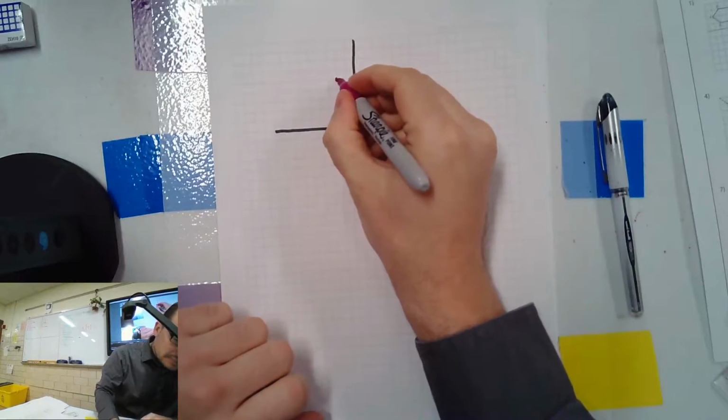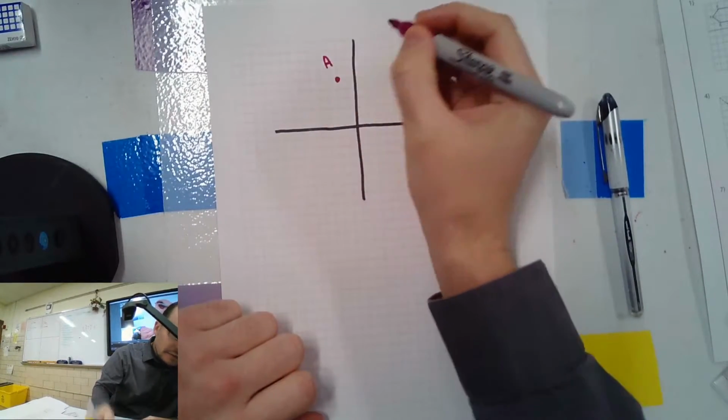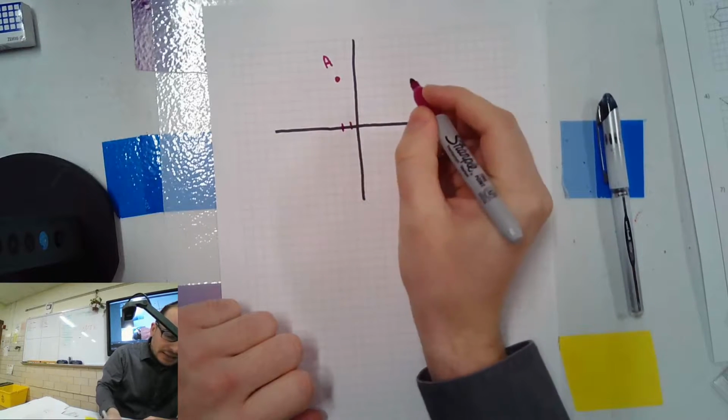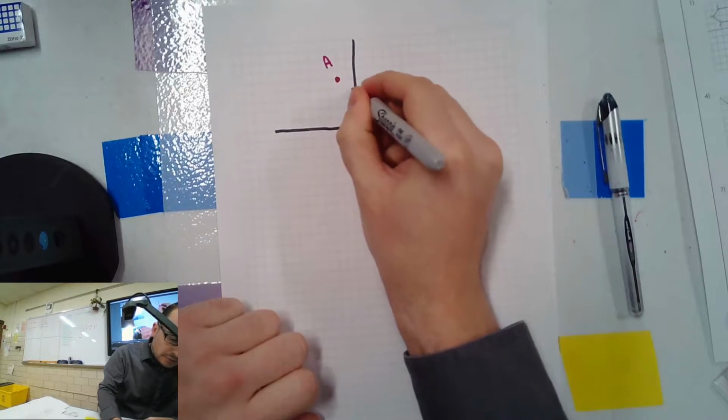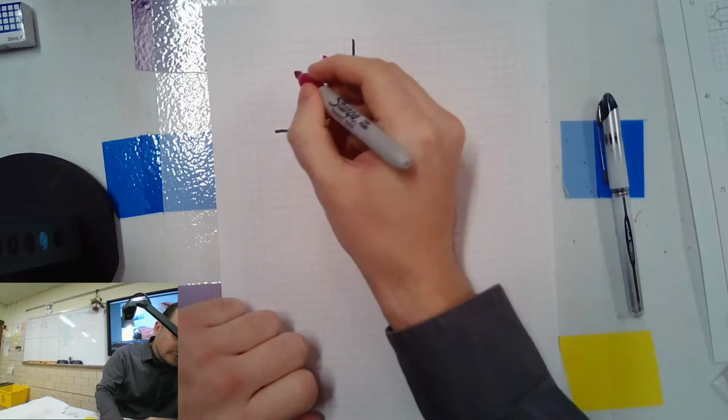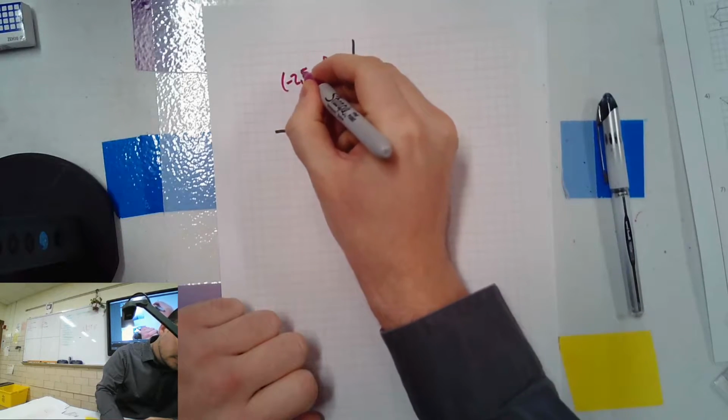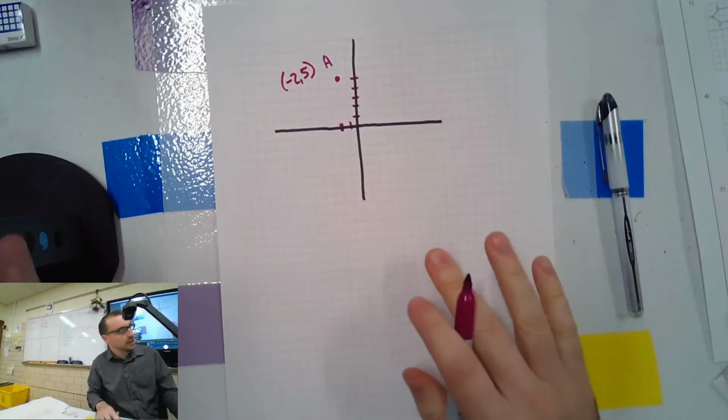All right. I'm going to put a point right here at -2. 1, 2, 3, 4, 5. -2, comma 5. You should do that as well.